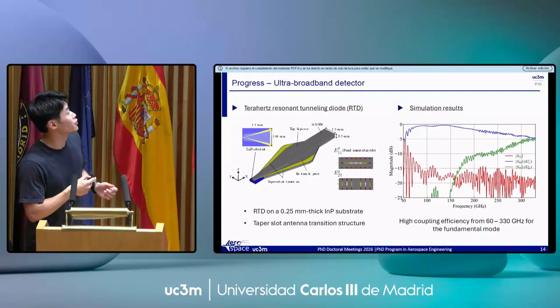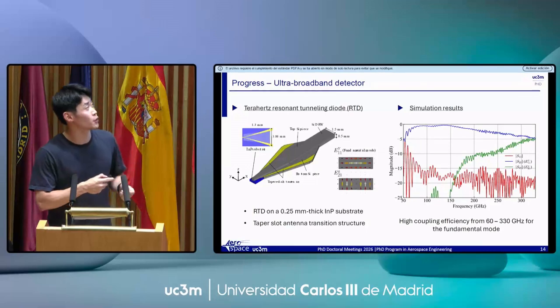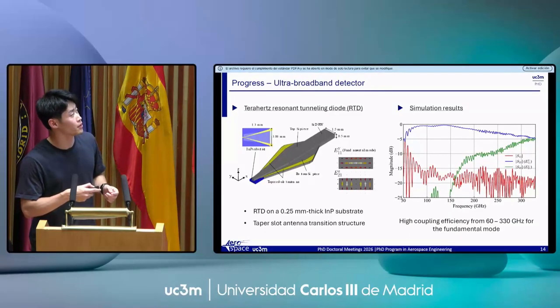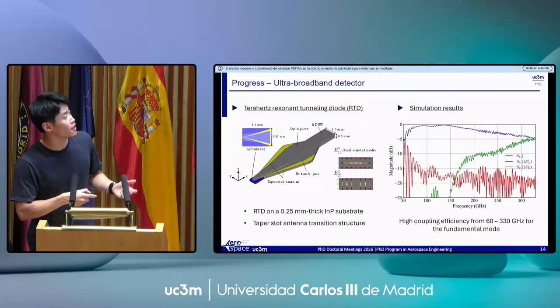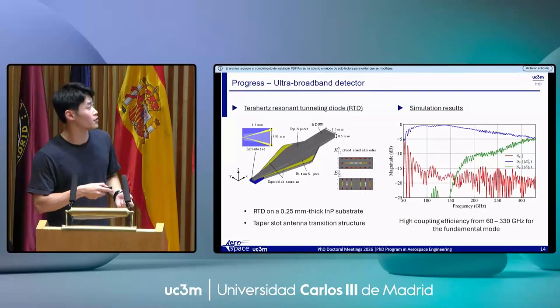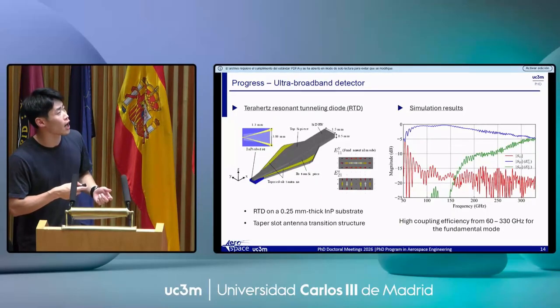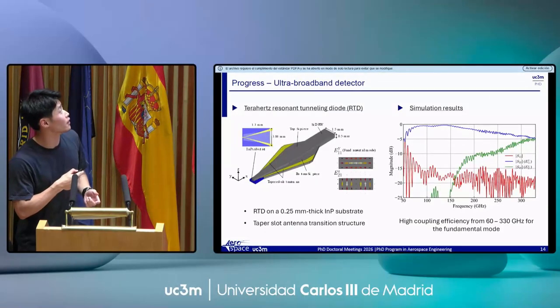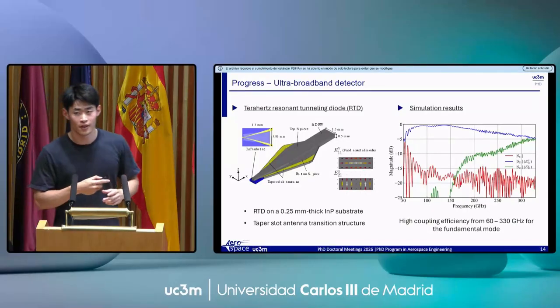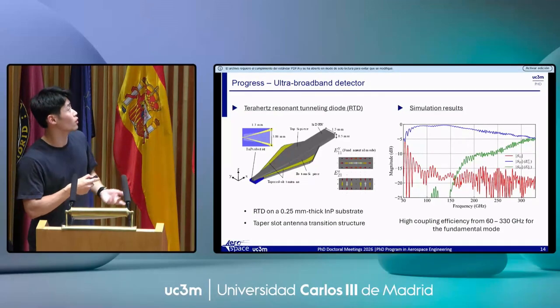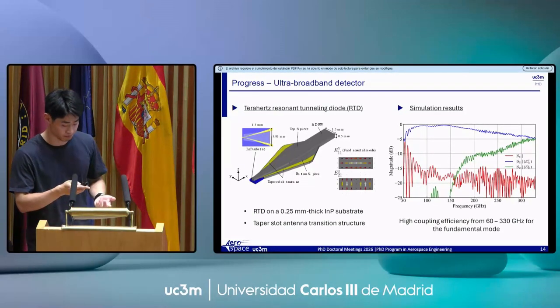So we integrate the resonant tunneling diode chip into a silicon platform, and the simulation results show that although undesired higher order modes appear at higher frequencies, it shows high coupling efficiency from 60 to 330 gigahertz for the fundamental mode. This undesired high order mode comes from the thick substrate of the diode chip. So in order to avoid this, it's necessary to use a thinner substrate or to structure the substrate itself.